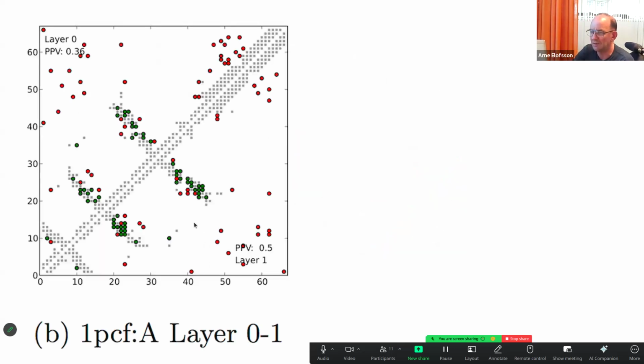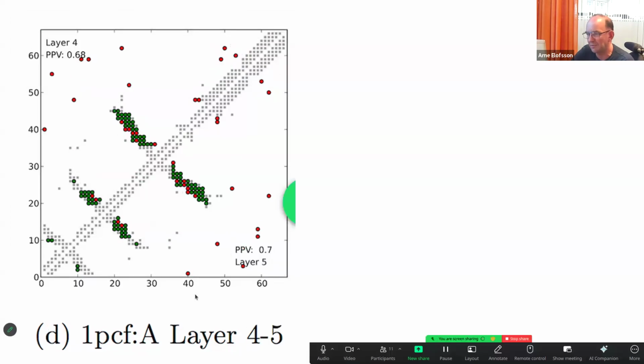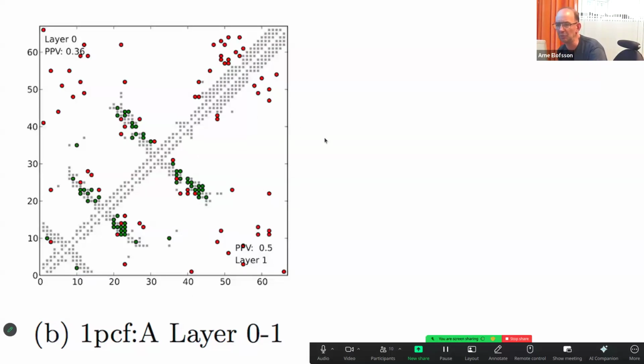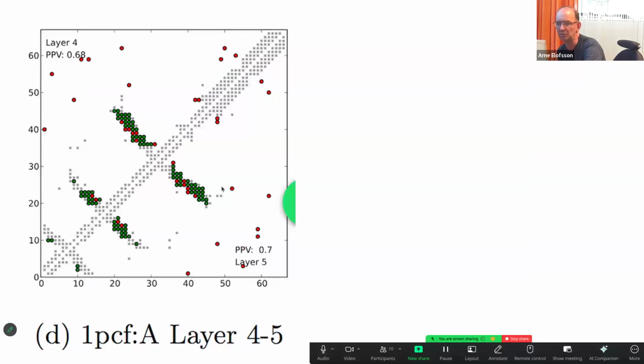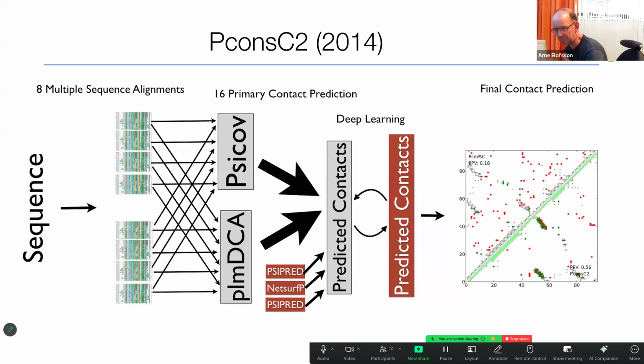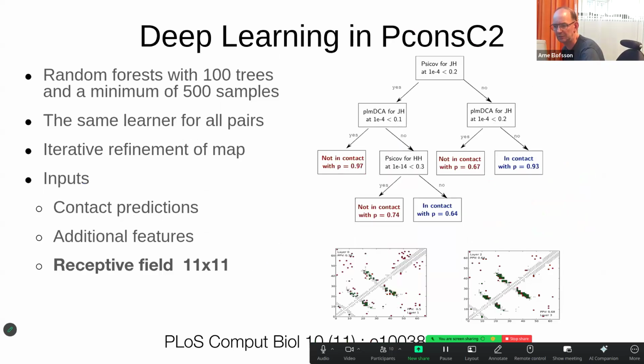So in the first layer, we only had like 36% correct predictions. But then we used this as an input to our machine learning method and predicted the next layer, and we got up to 50%. And at the end of the 5 layers, we got up to 70% correct predictions. So basically, we could get rid of single predictions that were sporadically appearing, because most predictions should be close to other predictions. So we strengthened the predictions that were close to other predictions. We still miss a lot in the beginning, and we have a few false positives, but at least the predictions got much better after 5 iterations. So this was our attempt in 2014.